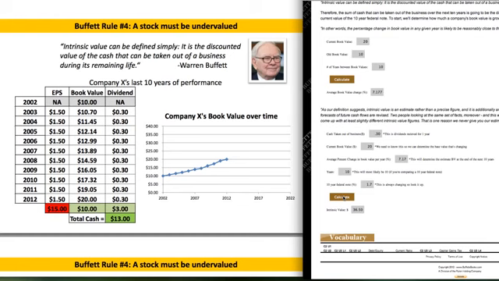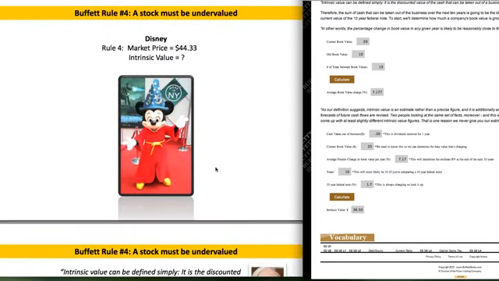So that's all great, but you probably want to see this actually work with a real company. So we're going to go ahead and move on to Disney, and we're just going to move our slide here. So let's do this for real with the Walt Disney Company. Like I said before, the market price for Disney is $44.33. So let's figure out what that intrinsic value is for Disney.